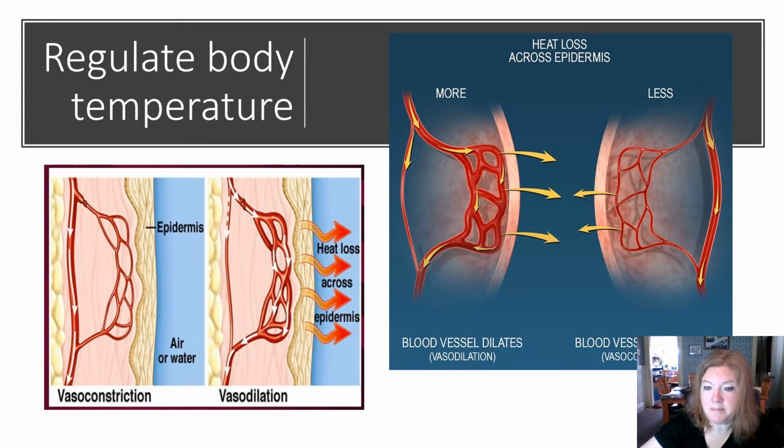It helps to regulate body temperature. So through vasodilation, releasing extra heat, and vasoconstriction, retaining heat. And so you can see here, when you have vasodilation at the surface of the skin, you get extra heat loss through the epidermis, so the skin is going to feel warm to the touch. When you have vasoconstriction, you have little heat lost through the epidermis, and the skin is going to feel cooler to the touch.